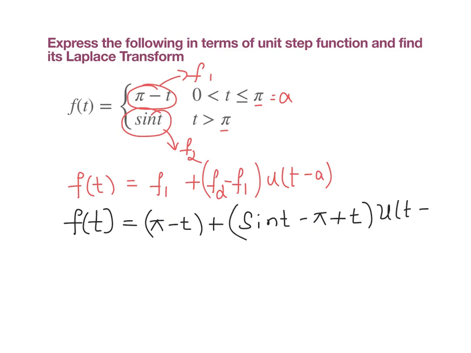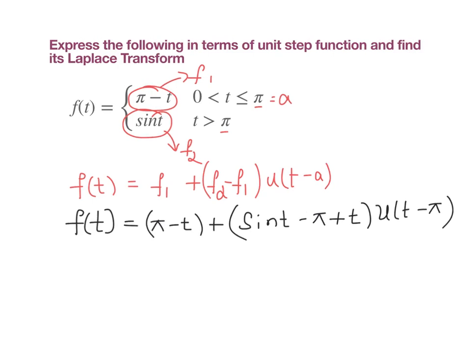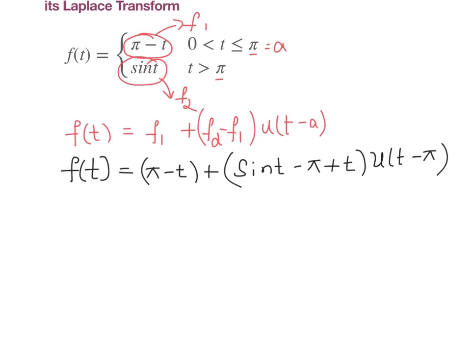In our problem, pi, u of t minus pi. This is how you can express the given function in terms of unit step function. Okay. Next, we find the Laplace transform of this. So just operate L on both sides.